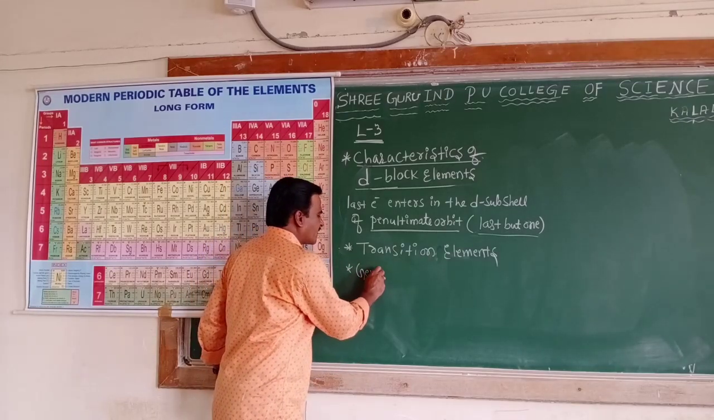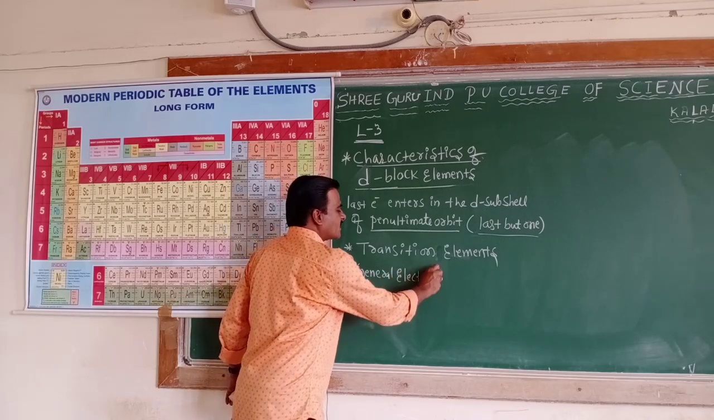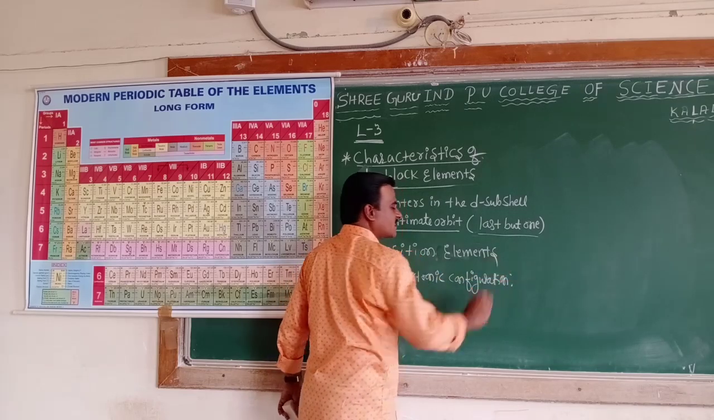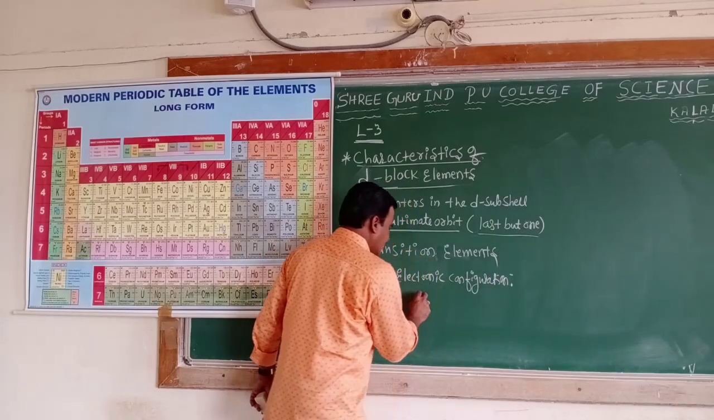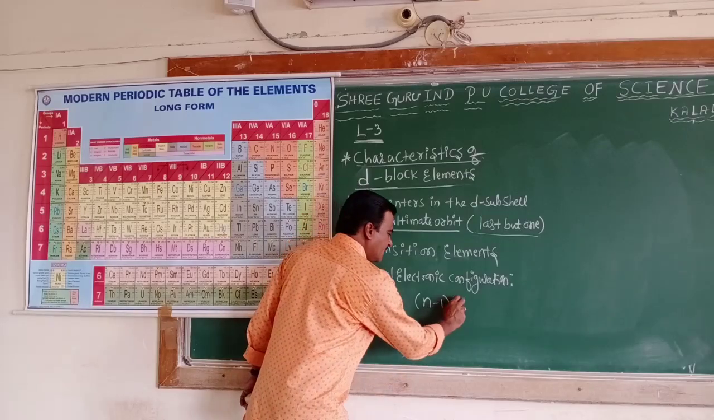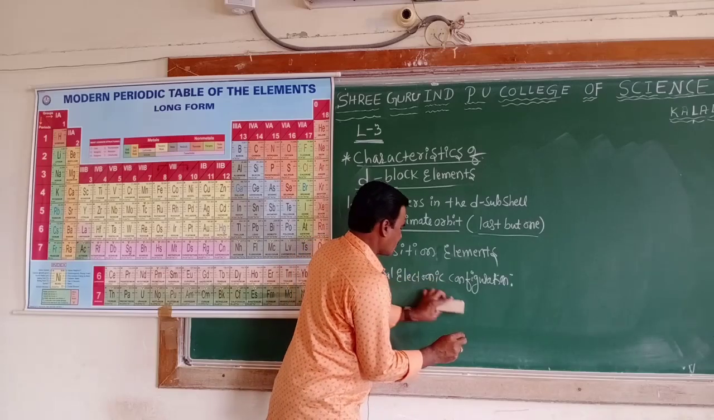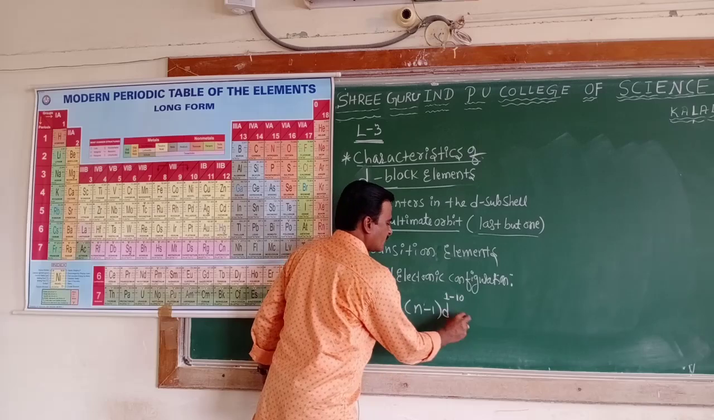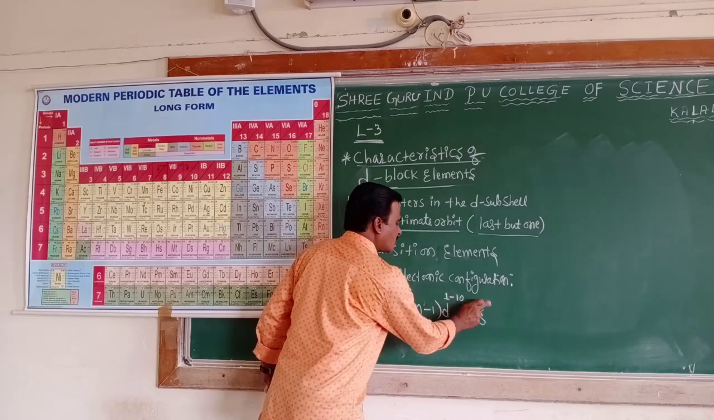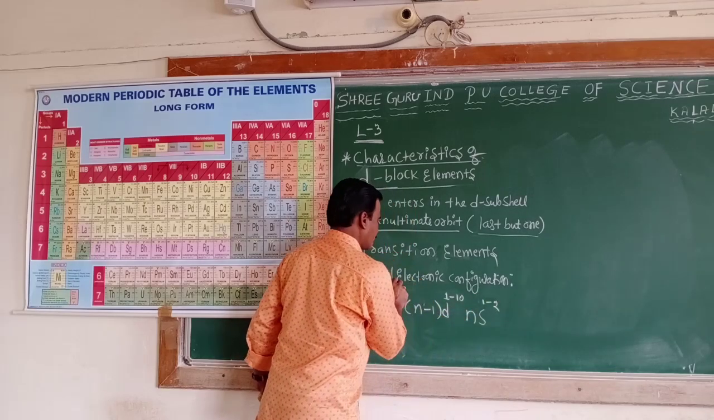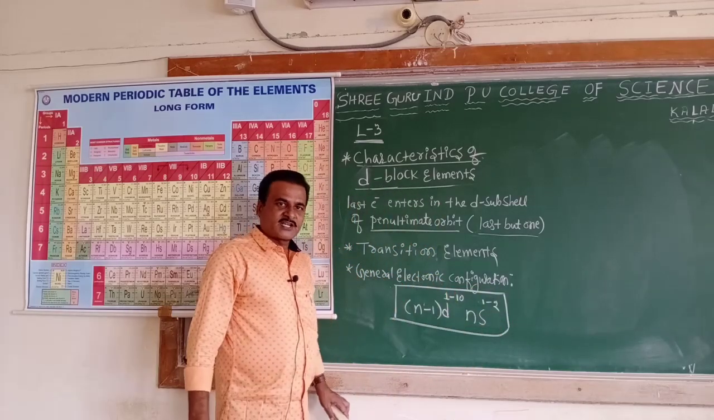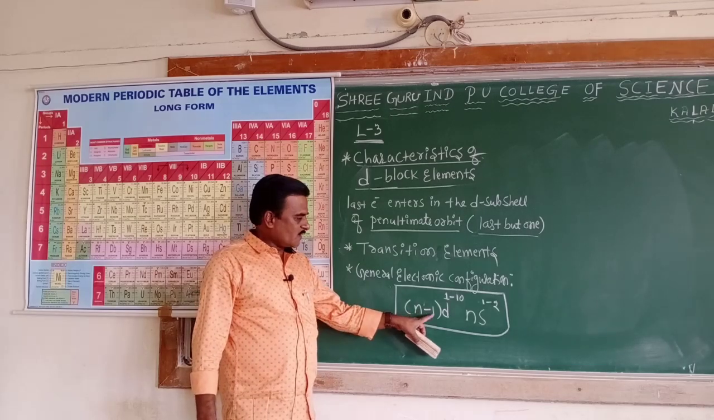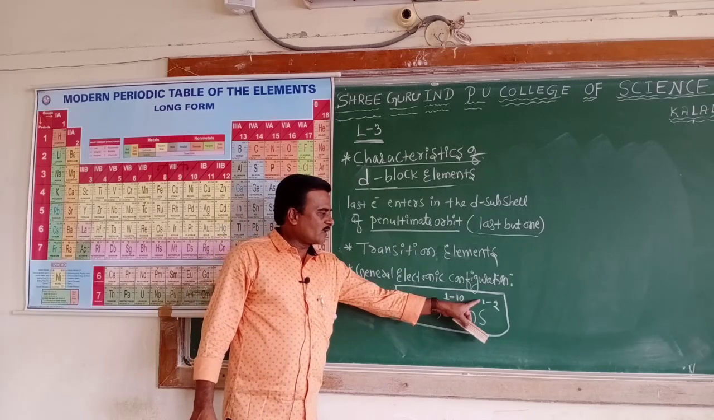Then what is the general electronic configuration? The general electronic configuration of d block elements, or transition elements, is (n minus 1) d to the power 1 to 10, ns 1 to 2.